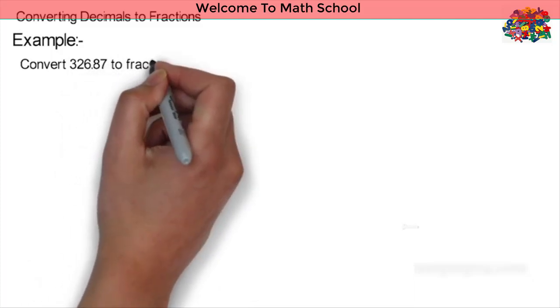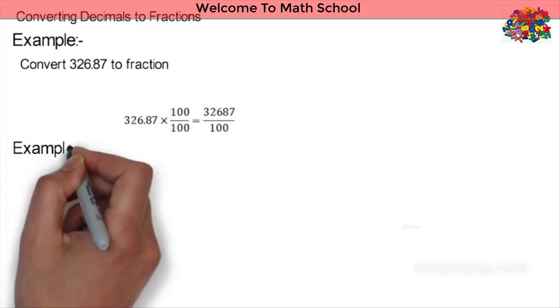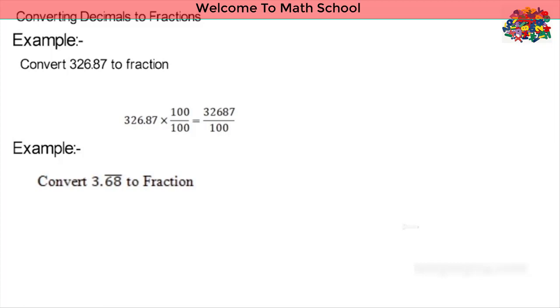Now in order to convert your decimal number into a fraction, see this example: convert 326.87 to a fraction. You see after the decimal point there are two numbers. So in order to bring these two numbers to a whole value, we will multiply and divide it by 100, and this will become 32687 divided by 100.